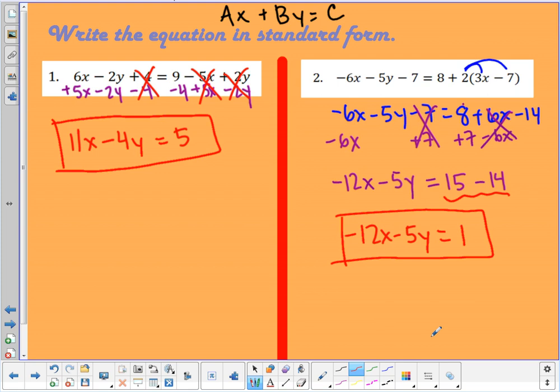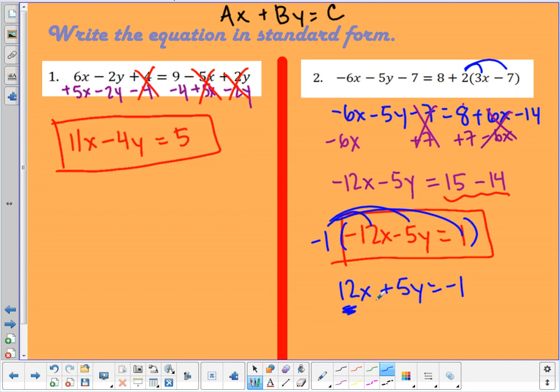Now, some textbooks and some places will tell you that you have to have a leading coefficient that is positive. We're not too concerned about that here, but just know if you are doing a multiple choice test, you may see this equation distributed with a -1 throughout, because what that'll do is give you a positive 12x plus 5y equals -1, and then that leading coefficient would be positive. I would mark either one of these correct. -12x minus 5y is equal to 1.